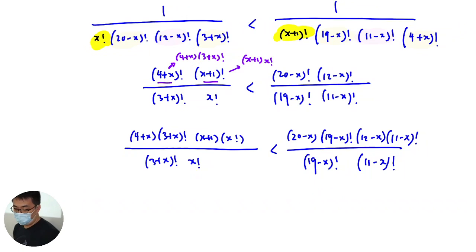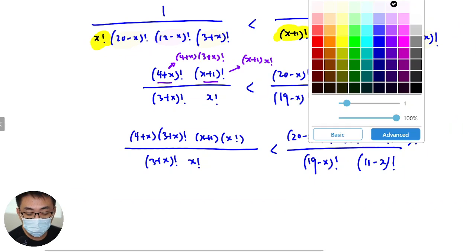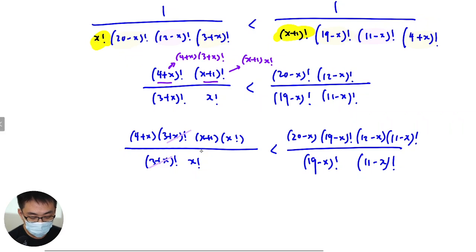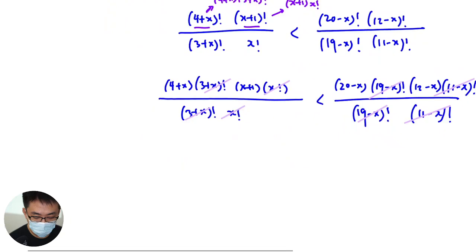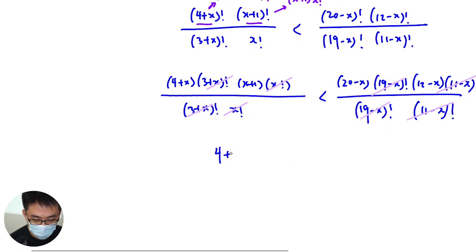Okay, like that. So you just split it up. You just take the bigger one, just split it up. Then after that, you can do your magic, which is to cancel, cancel, cancel, and cancel. So this part here, what you are left with is 4 plus x times x plus 1. But they want bigger than x.